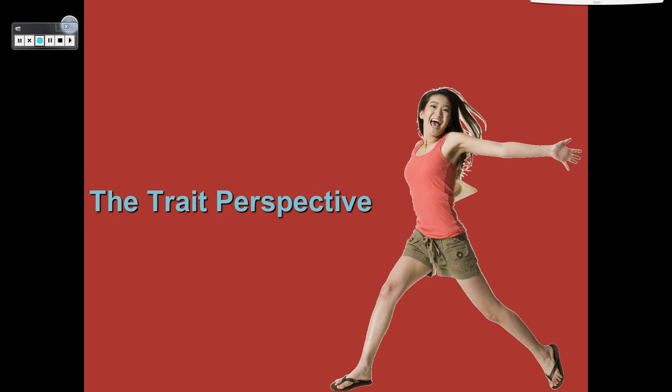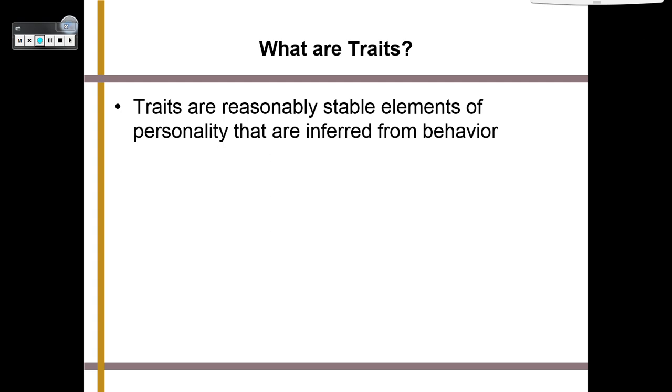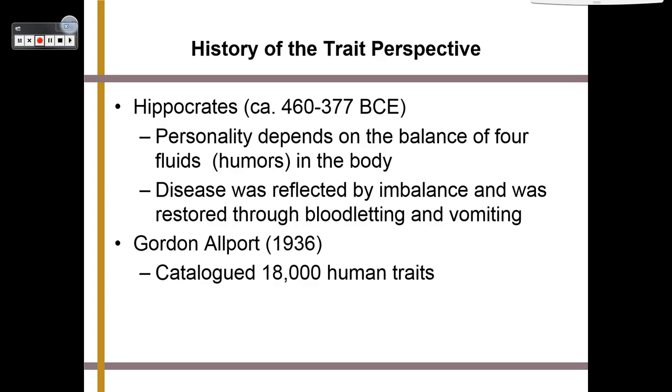Moving on from Freud, we're now going to talk about some different ways of looking at your personality, and that includes the trait perspective. The trait perspective is all about traits. Traits are reasonably stable elements of personality that are inferred from behavior. So they're just adjectives that describe you. So if you describe yourself as funny, or loyal, or clever, or crazy, or anything like that, you're describing yourself using traits.